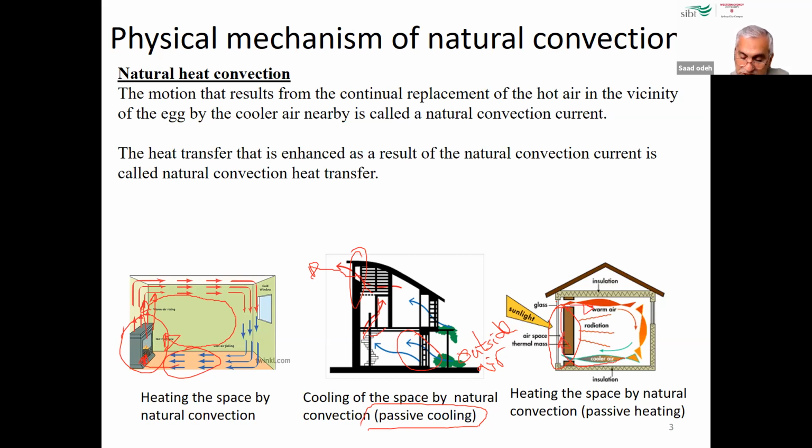So by doing this, actually we are heating the house using solar radiation. So using the thermal mass of the wall, we keep heating the house using this thermal mass, and we call this passive heating. So passive cooling or passive heating, all this type of cooling and heating process depends on the natural convection mechanism. Okay. Any question?